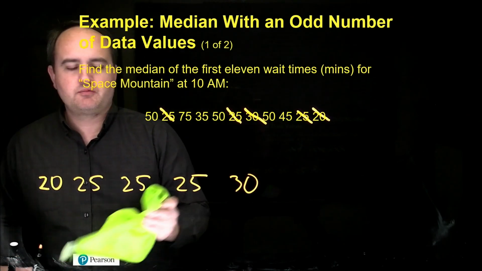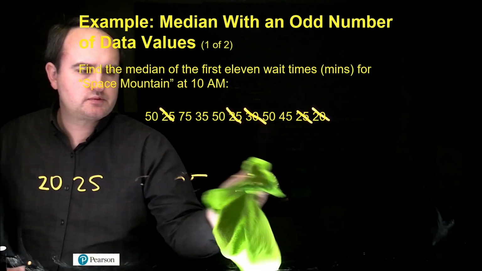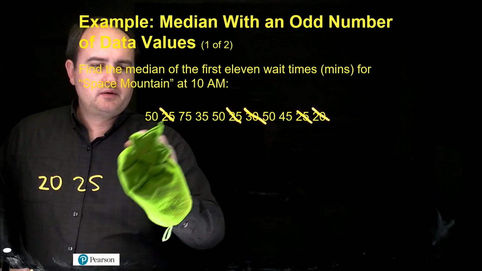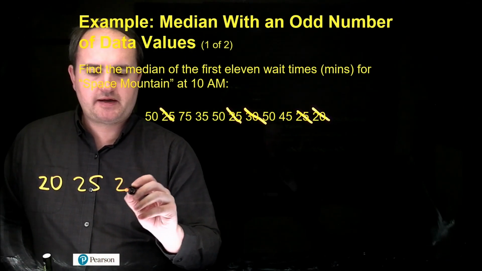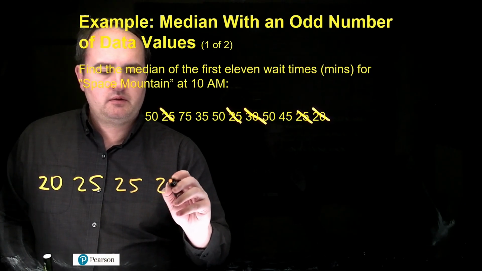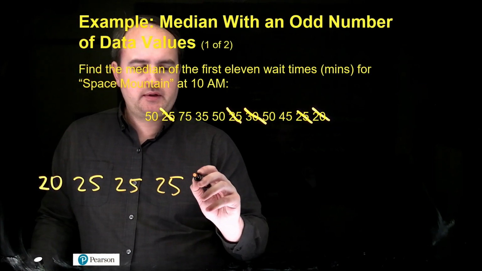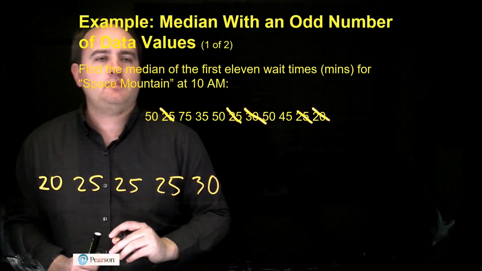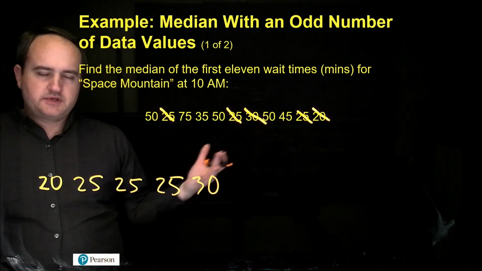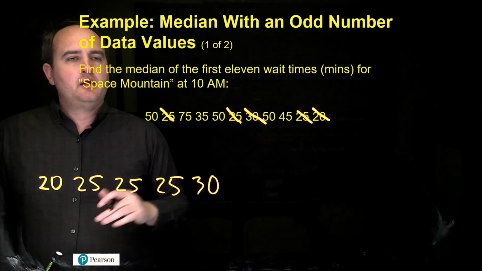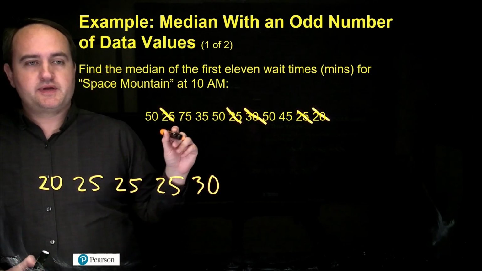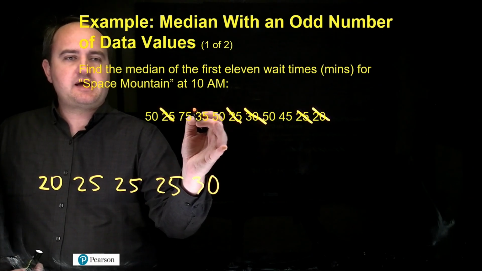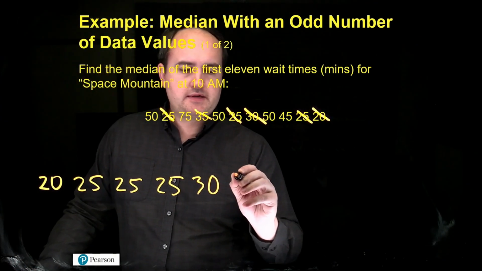I probably shouldn't write so much space in between these numbers. I'm going to run out of room. So we've got 20, we've got 3 25s, and then we've got 1 30 that we just did. Okay, continuing this process, for the numbers that are not crossed out, we can see that the next smallest number is 35. Okay, so we write down 35.